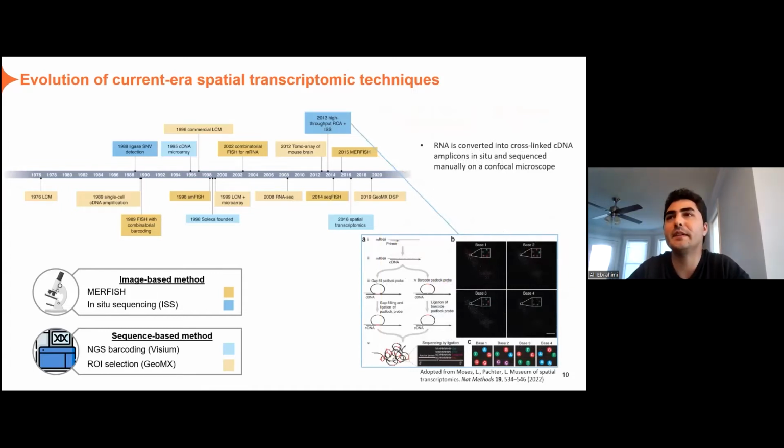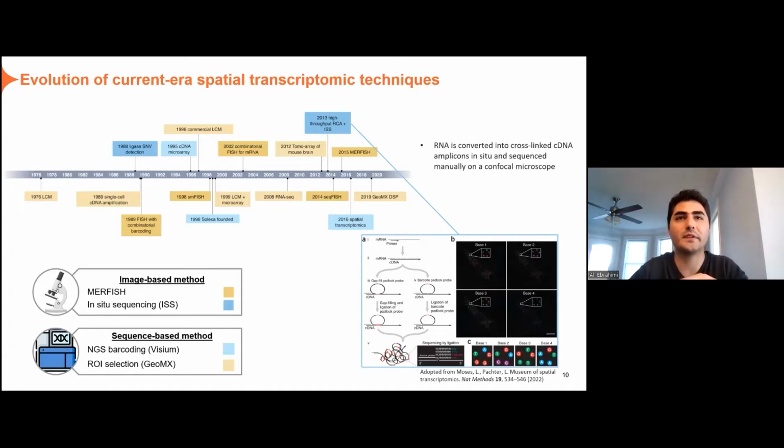The second method within image-based technologies is in situ sequencing. This is quite a new technology, and it's quite attractive in the way that it works. Basically, this method, unlike MERFISH, doesn't use any probe. Instead, it directly measures RNA and sequences RNA at the nucleotide level.